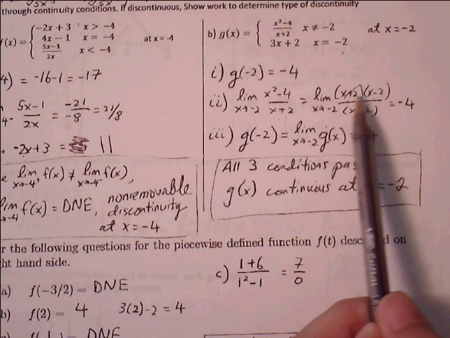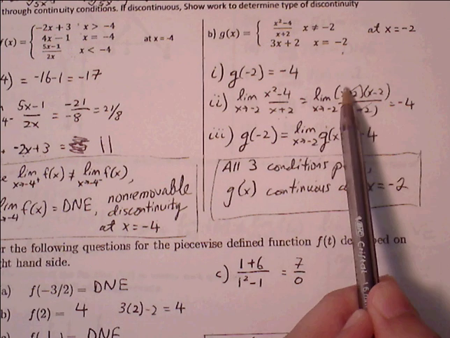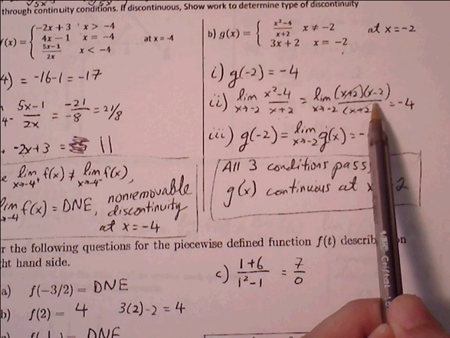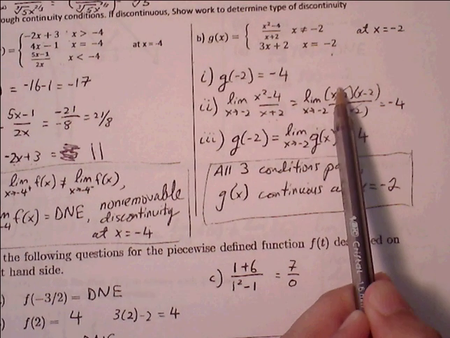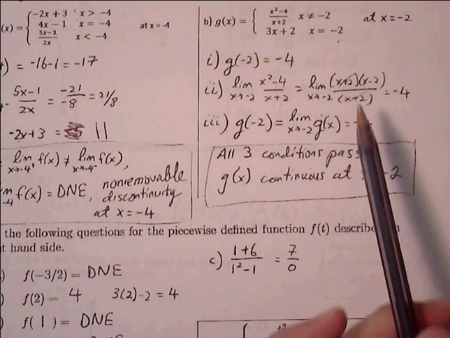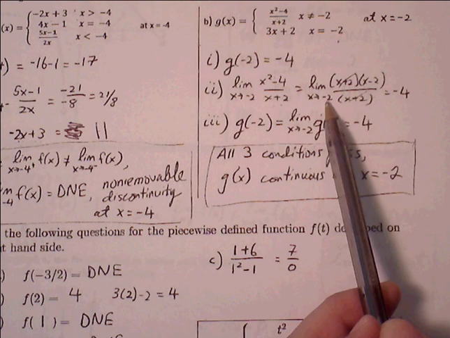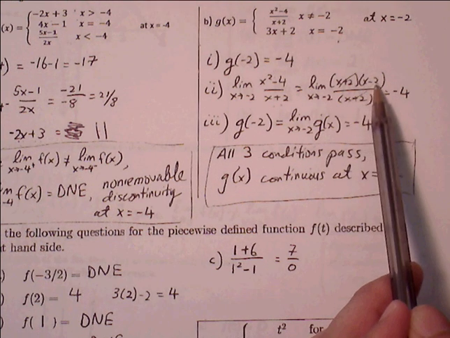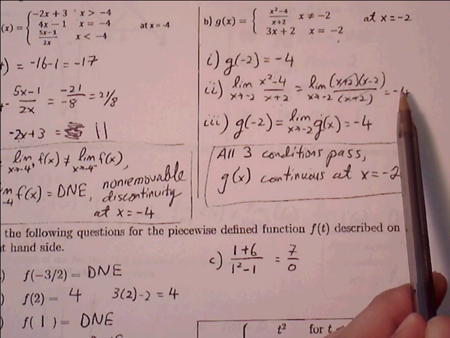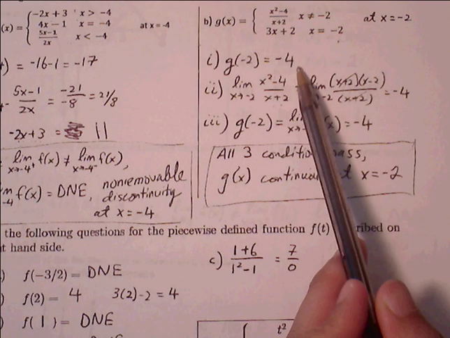So we can expand the numerator. We get x plus 2 times x minus 2 through difference of squares, divided by x plus 2. Notice the two factors of x plus 2 reduce and cancel out. We're left with x minus 2. So we reevaluate, plug negative 2 in for x. Negative 2 minus 2 is negative 4. So the limit exists at negative 4. The ordered pair exists at negative 4.